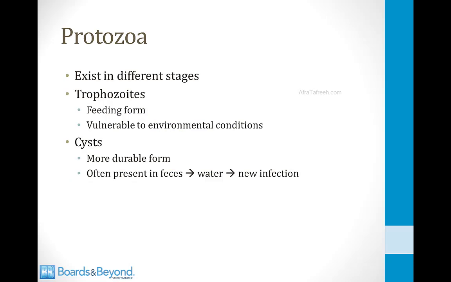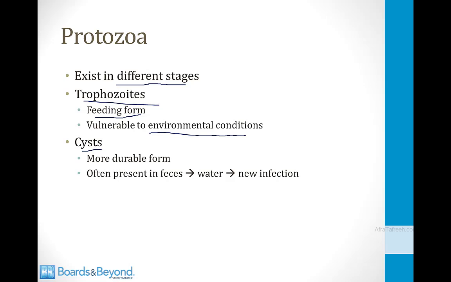Protozoa have complex life cycles, and you don't need to know the entire life cycle of all the protozoa that cause human infections. But you do need to know that protozoa exist in different stages, and the two most important stages are the trophozoite stage and the cyst stage. So trophozoites are the feeding form of protozoa, and this is usually the form that develops inside the body. This form is vulnerable to environmental conditions and you're usually not going to find it out in nature.